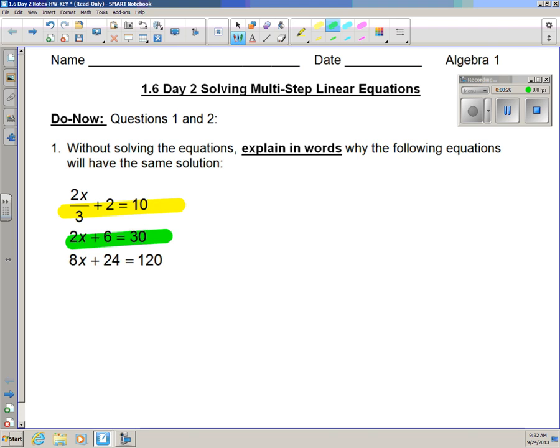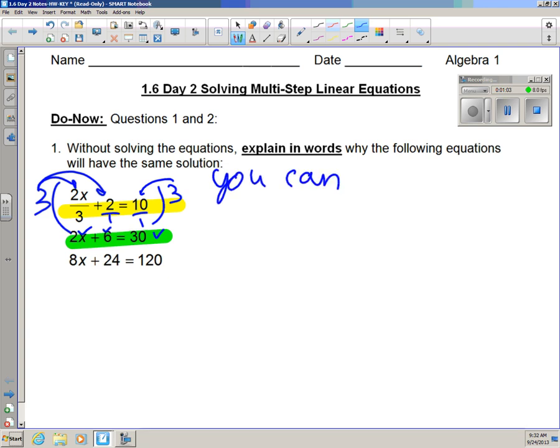Do you see how they possibly could have gotten from yellow to green? Hopefully you realize that if you were to multiply this first equation by 3 and do the math, 3 divided by 3 is 1, 1 times 2x is 2x. That was that piece. 3 divided by 1 is 3 times 2 is 6. And then 3 divided by 1 is 3 times 10 is 30. So those first two equations, yellow and green, are equal because you can actually multiply the first equation by 3 to get the second. So we're going to write that.